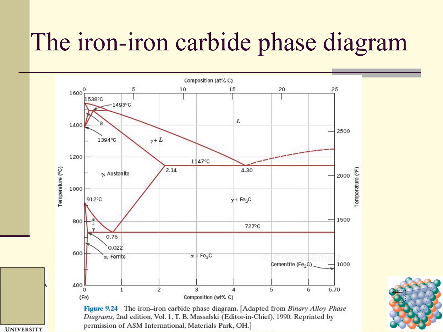In this area is alpha plus gamma. Gamma is austenite. And here is ferrite. This is alpha ferrite. And this is cementite. Cementite is an intermetallic compound, Fe3C.